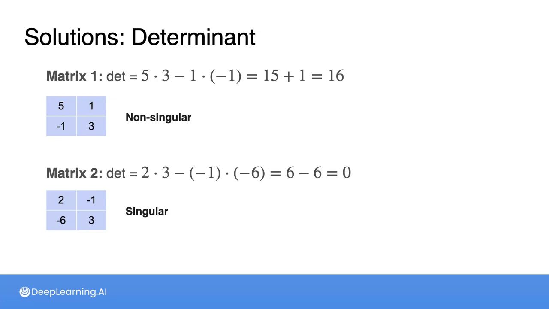For the second matrix, the determinant is 2 times 3 minus 1 times minus 6. So the 3 minuses means that's 1 minus. So the determinant is 6 minus 6, which is precisely 0. Since the determinant is 0, then the matrix is singular.